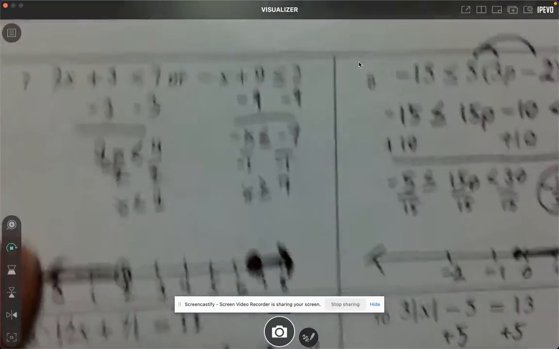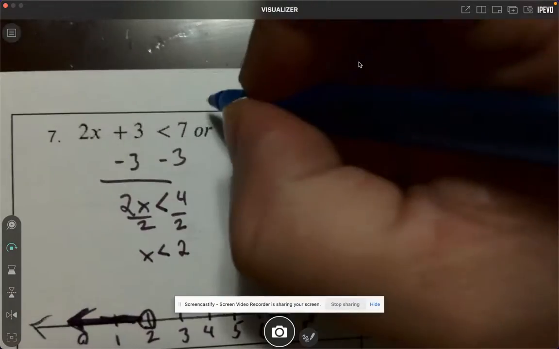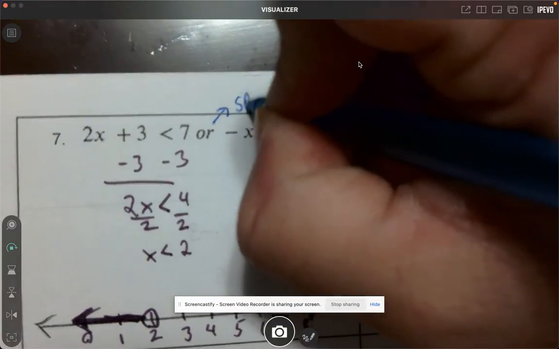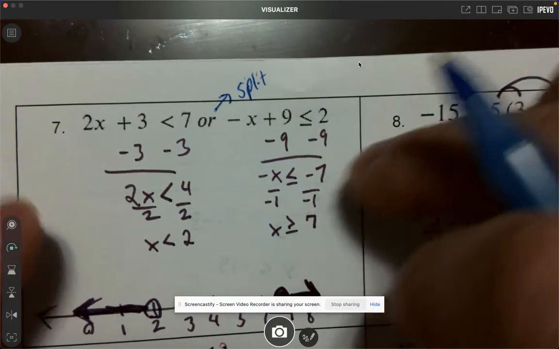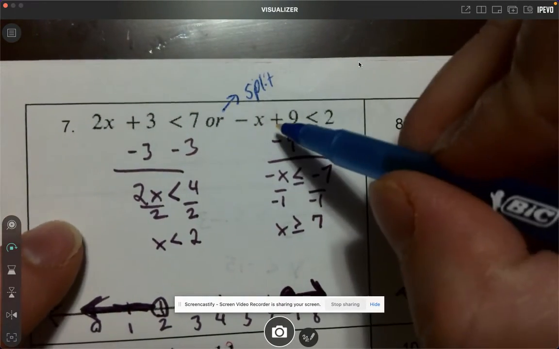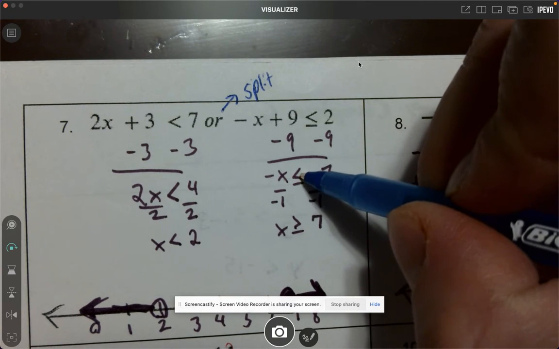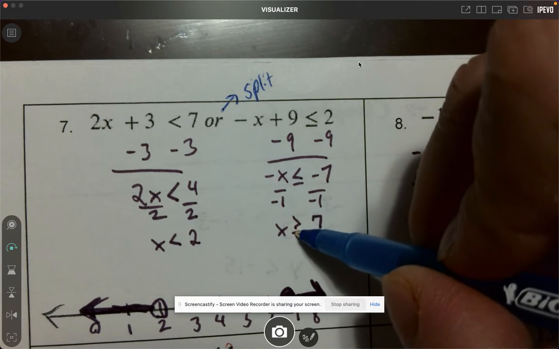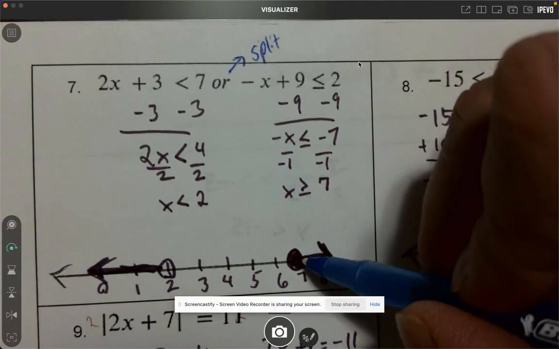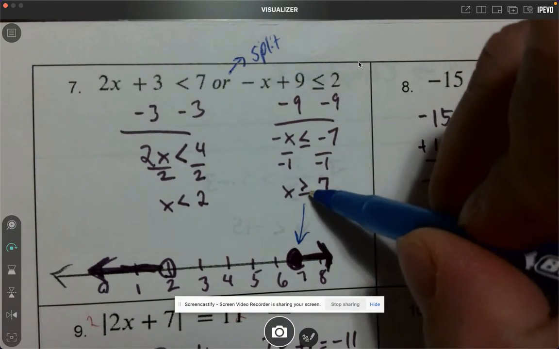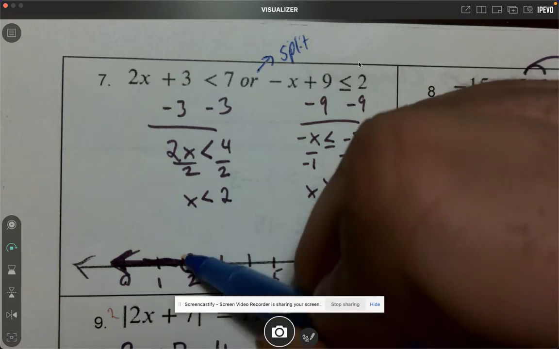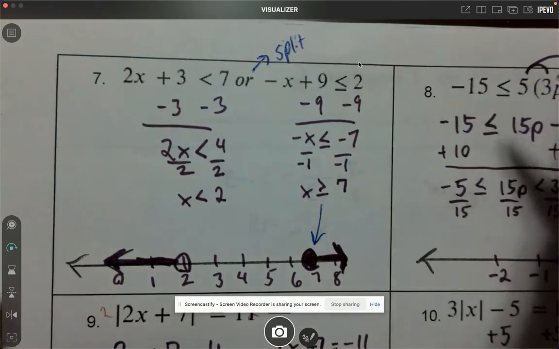Okay, now we're into our compound inequalities. So an OR, as you know, is a split. So we just solve both of these. Here's a division by a negative here, so it's going to go from less than or equal to greater than or equal. Works out nicely. Closed dot over here because of the equal sign. Open dot here, split it that way.